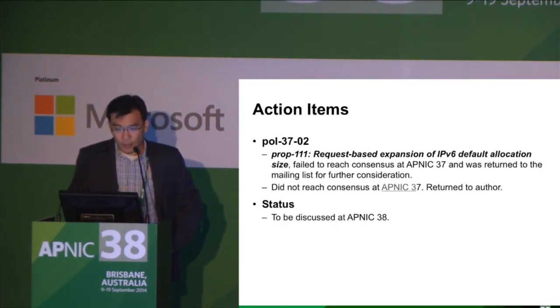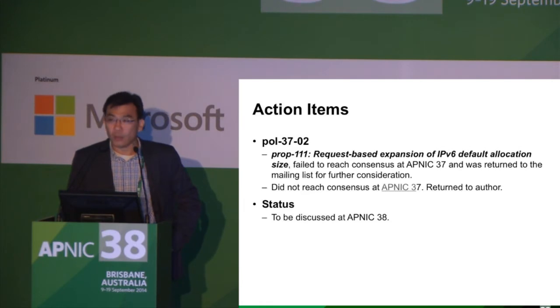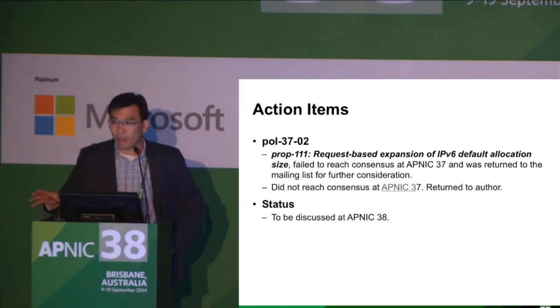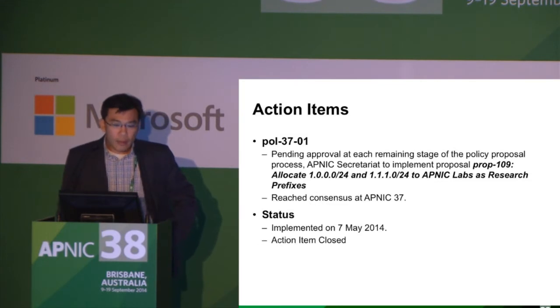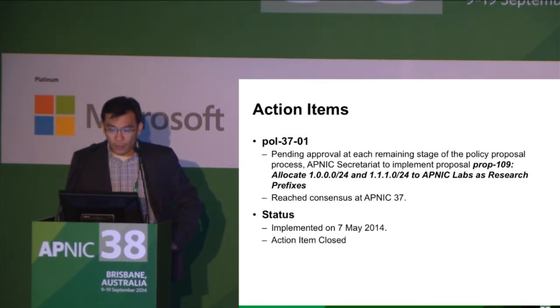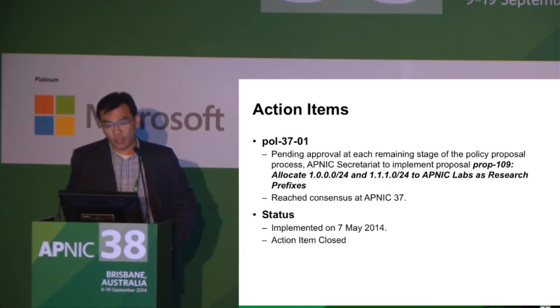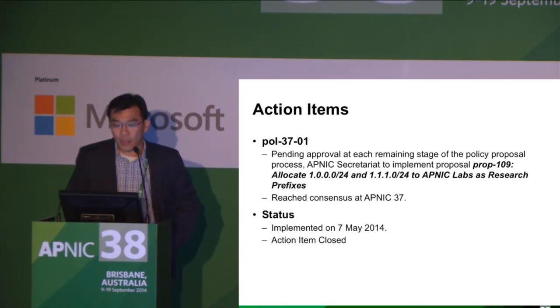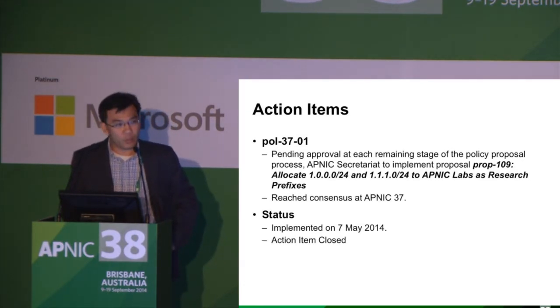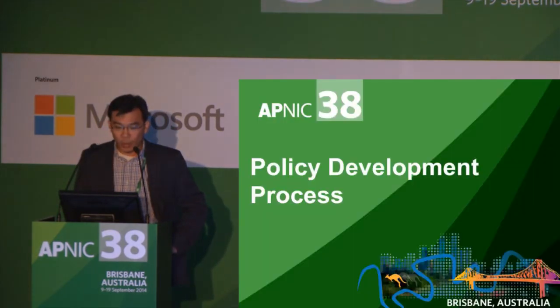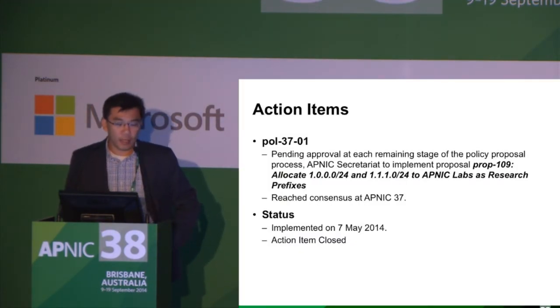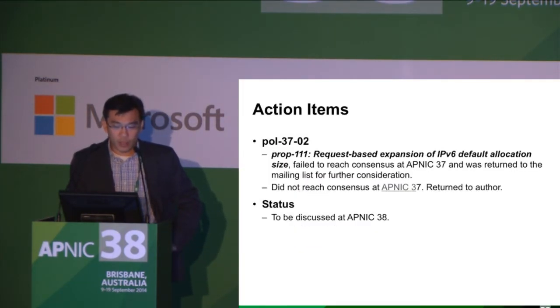The next one is Prop 111, which we will discuss this afternoon. It is returned to author right now. Then 3701, which is Prop 119. It proposed allocating these two subnets to APNIC Labs, reached consensus at the last meeting, and was also implemented this May. So this one is closed. Right now, we only have Prop 111 as an open action item.